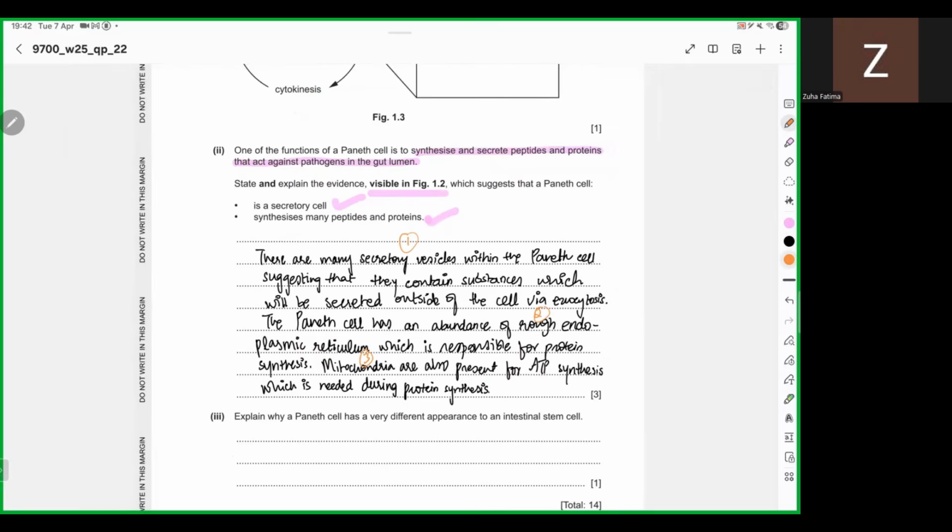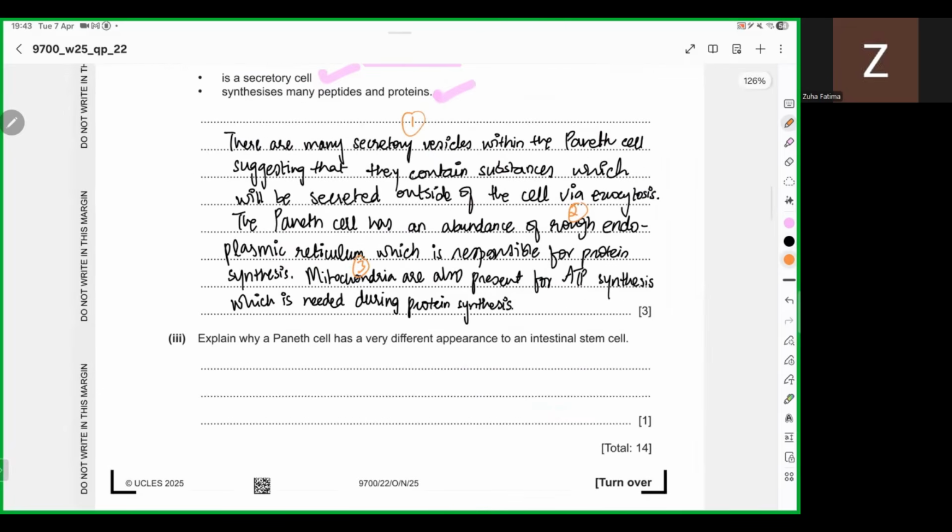Explain why a Paneth cell has a very different appearance to an intestinal stem cell. Obviously, an intestinal stem cell can differentiate into any cell type. It can differentiate into an enterocyte, into a goblet cell. So a stem cell differentiates into any intestinal cell, right? Because initially it is undifferentiated. You can also use the word specialized. We would say that a Paneth cell is differentiated or specialized compared to a stem cell, which is undifferentiated or unspecialized.